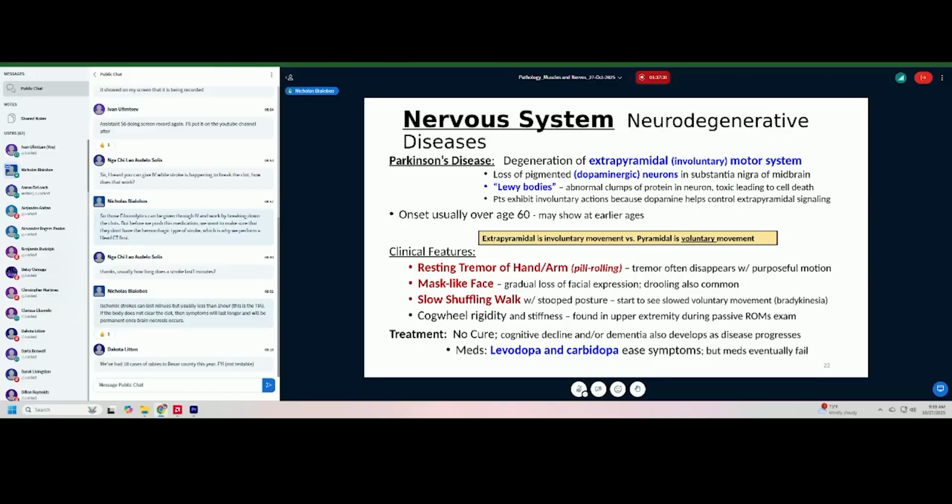The clinical features. These clinical features are classic for Parkinson's. I would definitely know what these look like. These patients can have a resting tremor of their hand or their arm. It's called pill rolling.